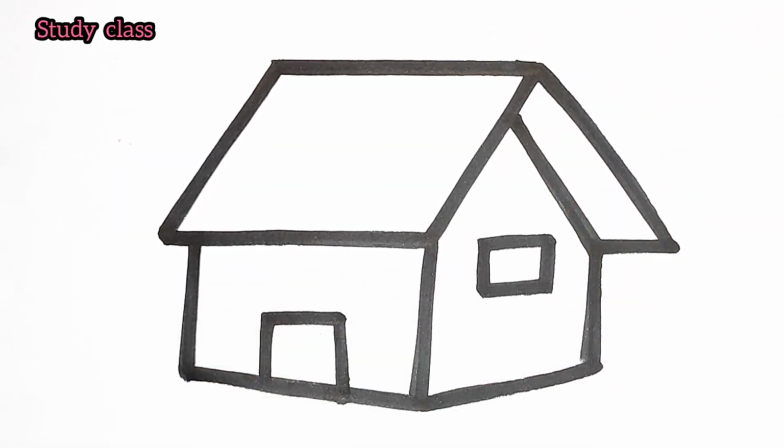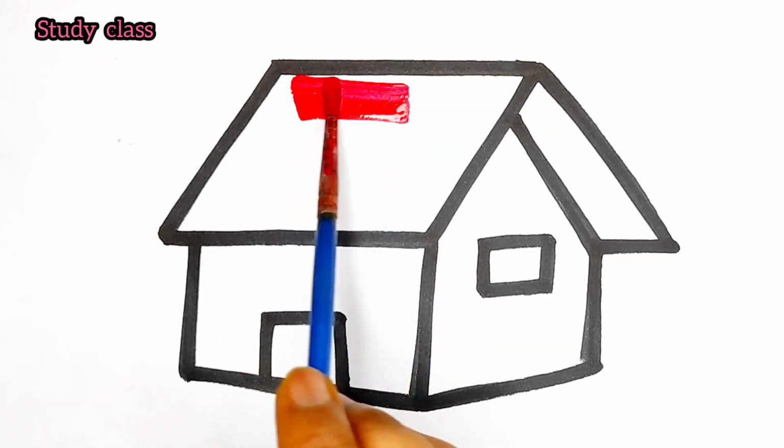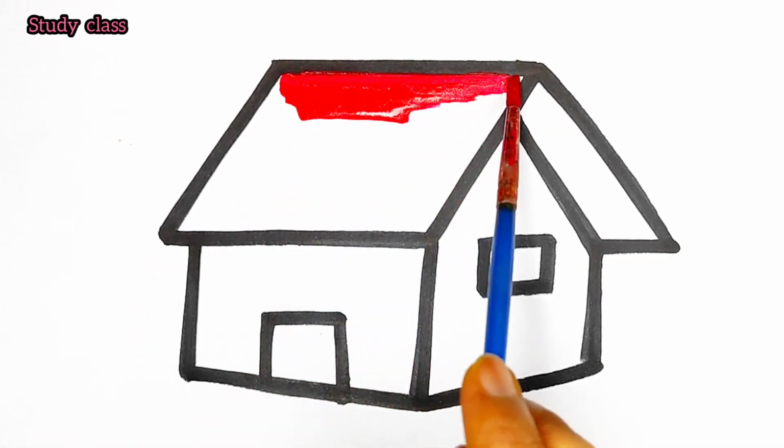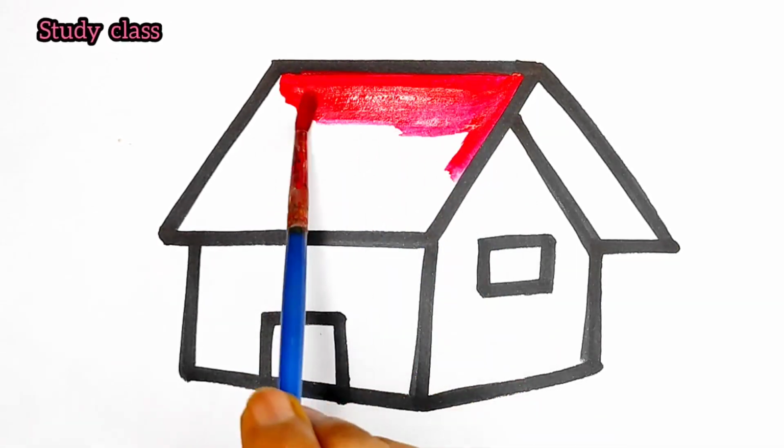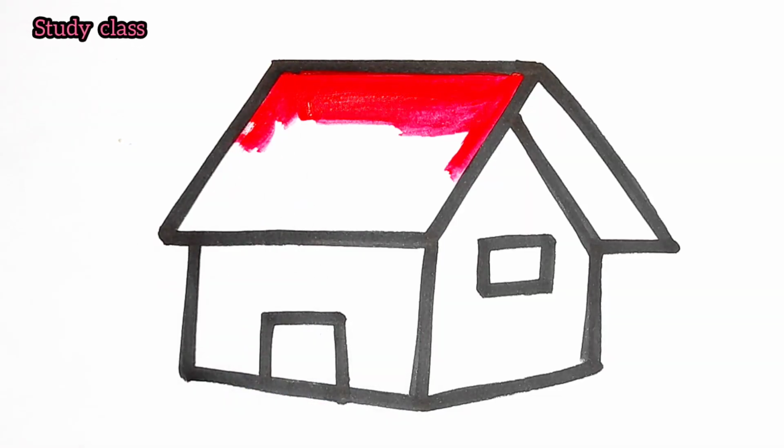Now, it's time to coloring. We use red color to color the roof, the top of the house.